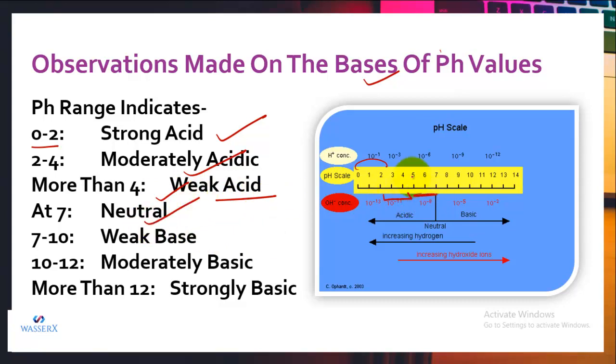And if it is 7, I told you before also that it is neutral in nature. 7 to 10, that means it is a weak base. 10 to 12, it means it is moderately basic. And more than 12, it is strongly basic in nature.